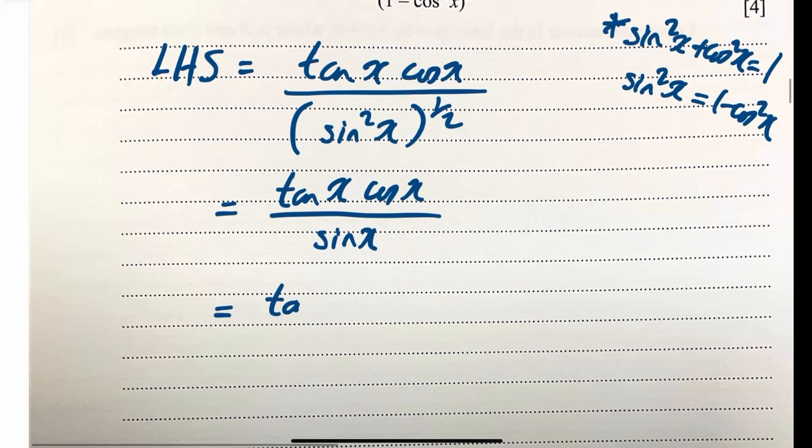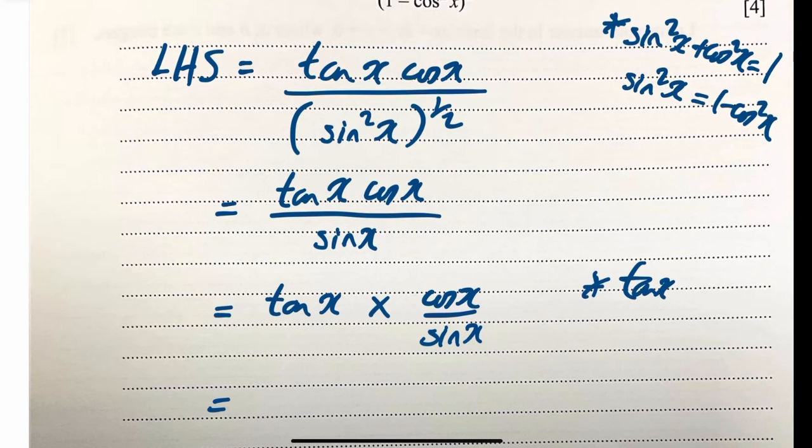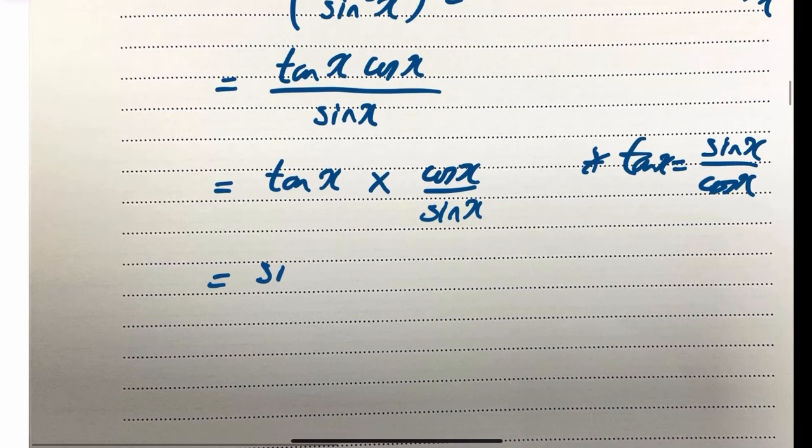So I'm just going to write this a wee bit differently. That's really tan x times cos x over sine x. And then is there any other way we can write tan? And of course there is. We could write tan x as the same as sine x over cos x. So that's what we'll do here. Write tan x as sine x over cos x.